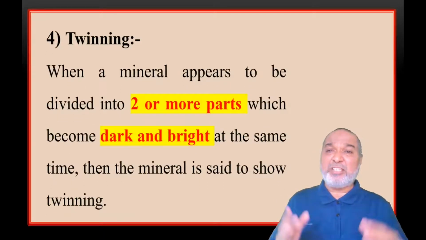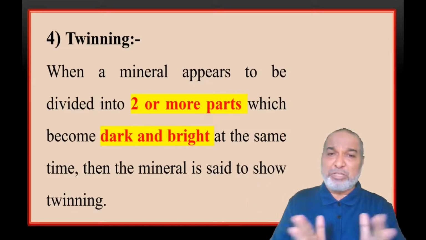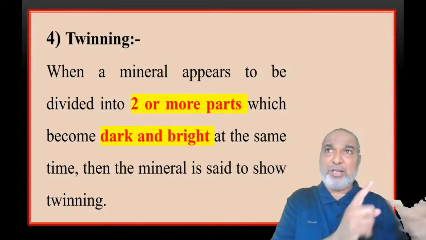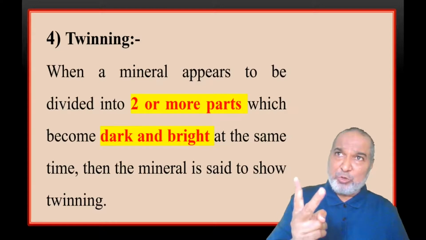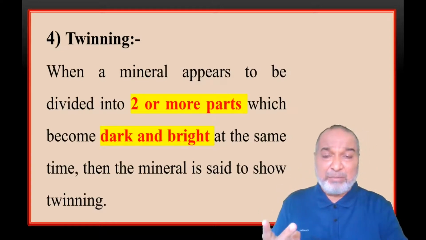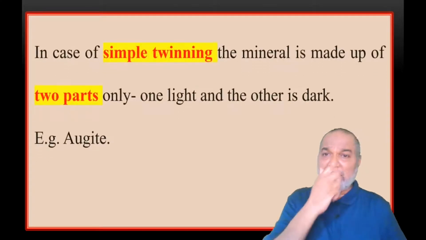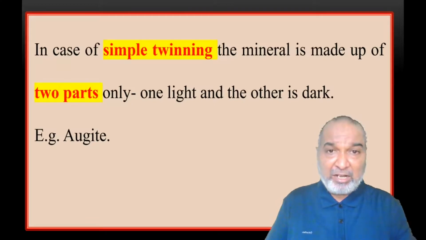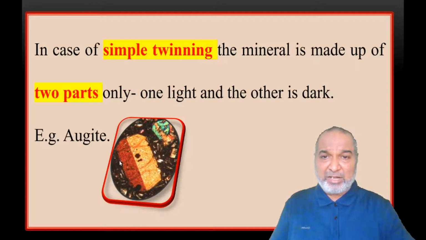Next property is the twinning property. A mineral appears to be divided into two chambers or two parts. Alternately, they become dark and white when you rotate the stage through 360 degrees. Once they are divided into two chambers, it is called simple twinning, and our best example is the augite mineral. Alternately, these two chambers become dark and white. Now I can see here in this diagram, augite, one is dark, one is light.